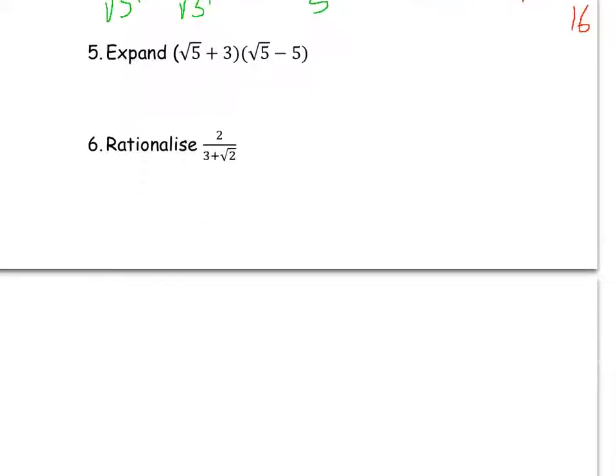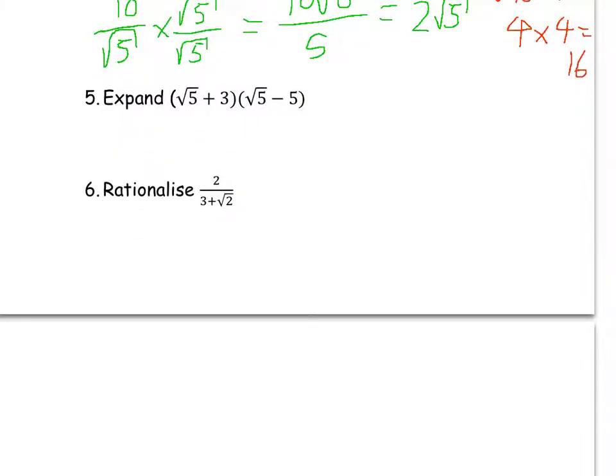Right, expanding double brackets involving surds. Well, that's exactly the same as any double bracket expanding questions we've ever done before.